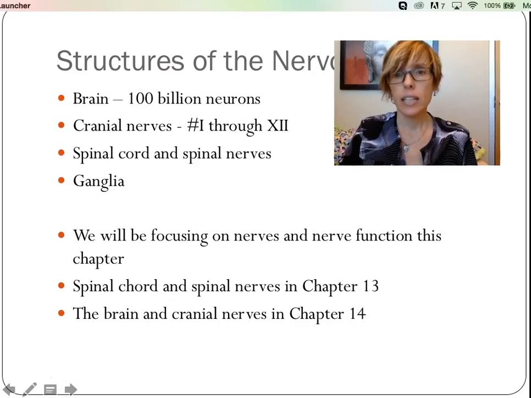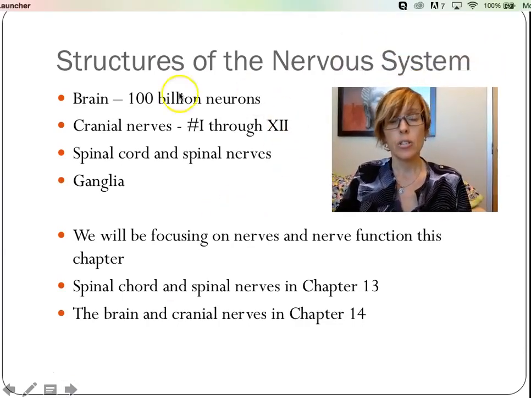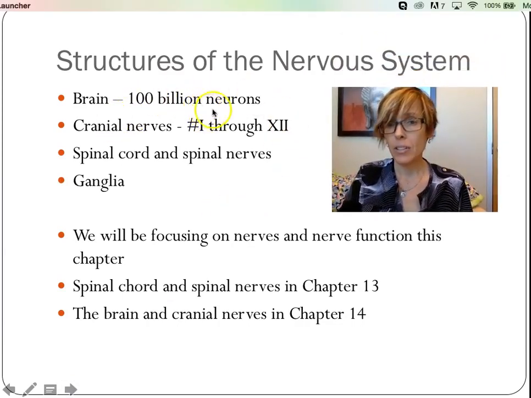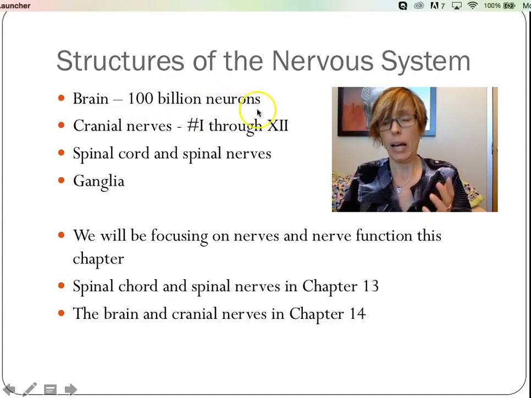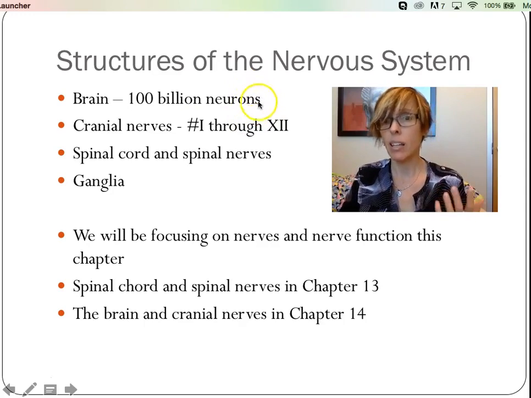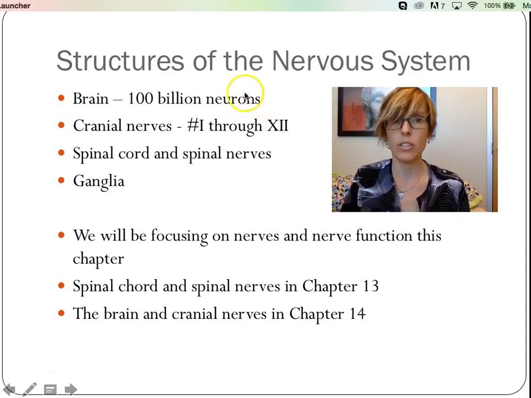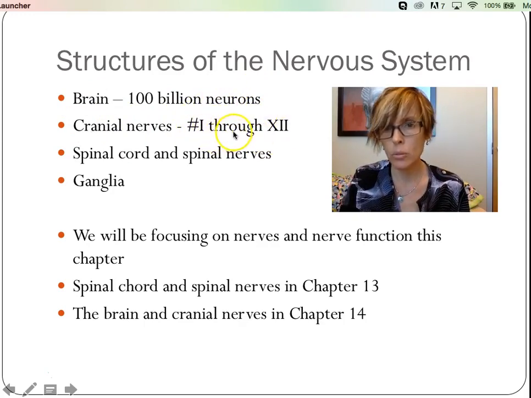So let's take a look at our nervous system. In our brains, we have something like 100 billion neurons. I don't know who counted. Textbook number. A lot. 100 billion neurons, lots and lots of nerve cells. We have different cranial nerves, 1 through 12, and when we talk about them, we always use the Roman numerals. You'll see these guys in lab. There's a spinal cord and spinal nerves.